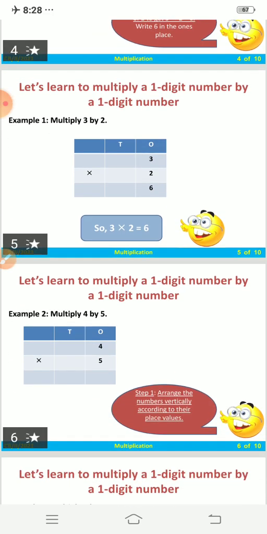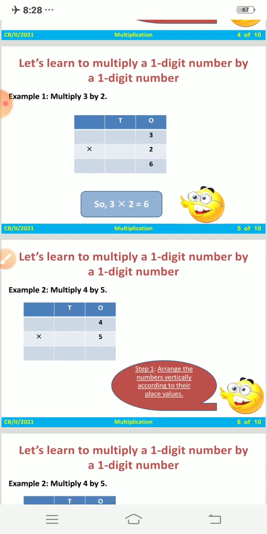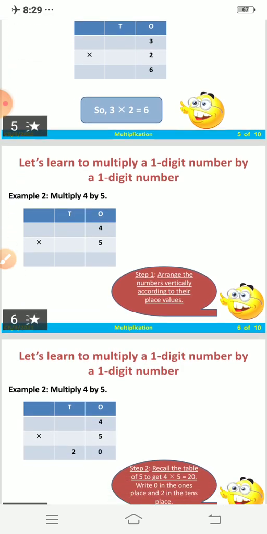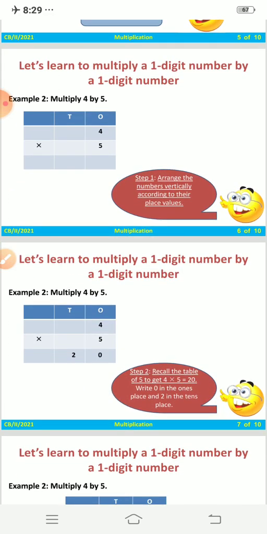Now we will learn example 2. Now we will see example 2. It is multiply 4 by 5. Again you will draw a table, then you will draw lines, right? Then you will write tens and ones, that is T and O. Then you will put the multiplication sign, and then you will write the numbers vertically in the place of ones. So you'll write 4 and 5, right? Then we will move ahead towards step 2.